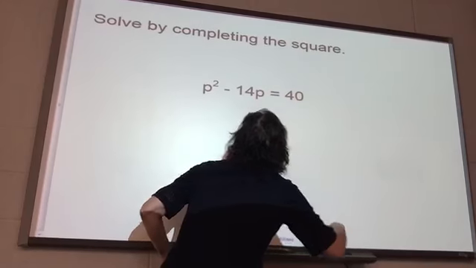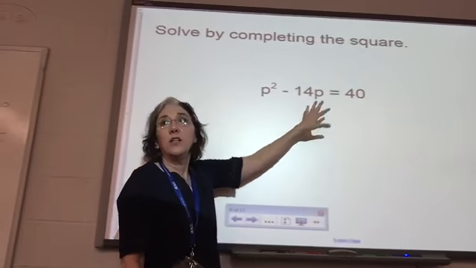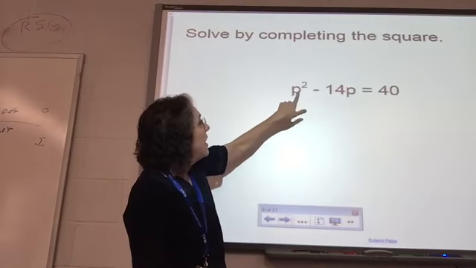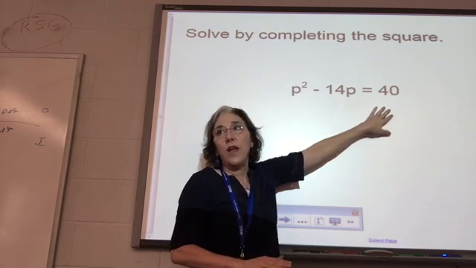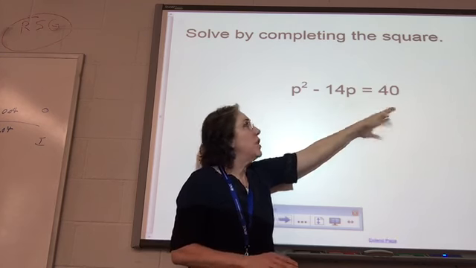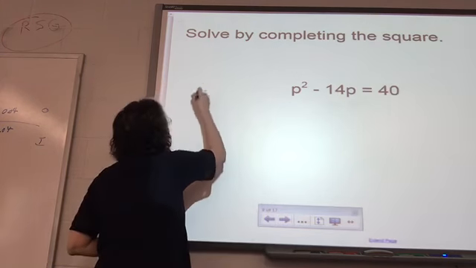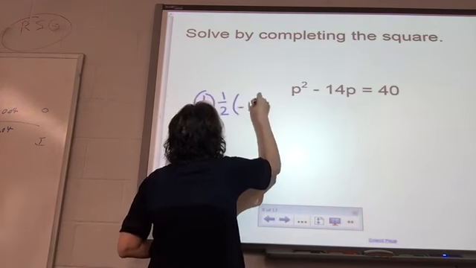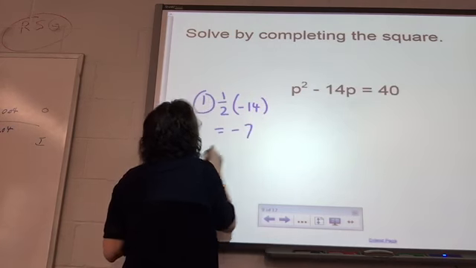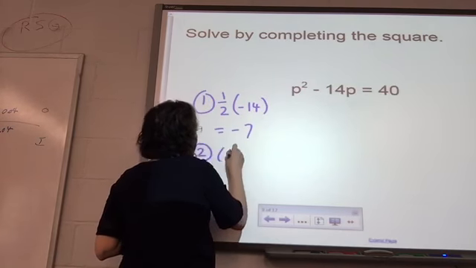Okay. Now on this one, look. See, you've got a square term and a linear term. That's what we want. The number is already on the other side. So I'm ready to complete the square. So I take half of what? 14. Yes. I'm going to say negative 14. And then we square that.